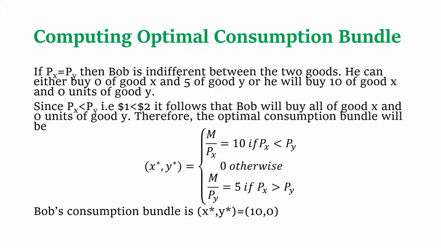And then 0 otherwise. So therefore, Bob's consumption bundle is (X*, Y*) = (10, 0). So this is what Bob is going to do. He's going to spend all his $10 on good X. Why? Because good X is relatively cheaper than good Y. So he's going to spend all his income on good X. So that is the solution.